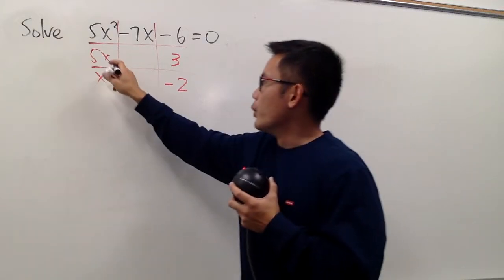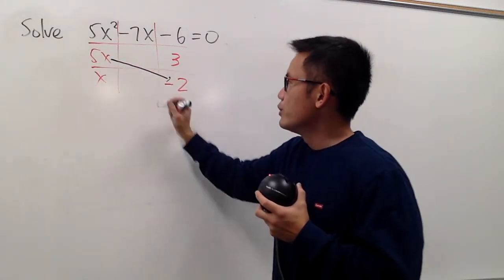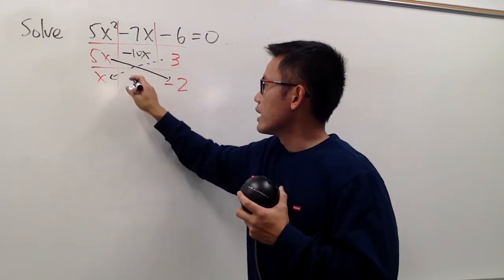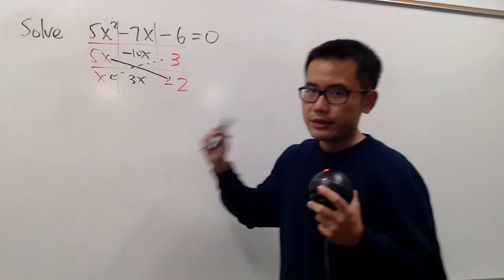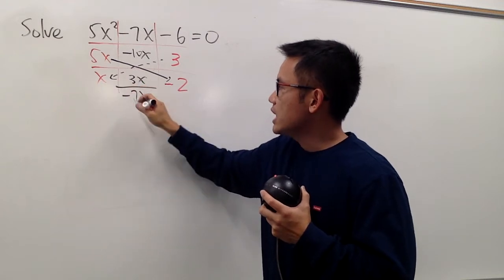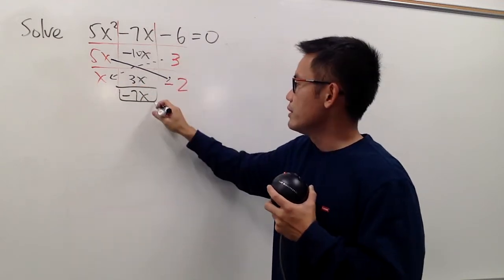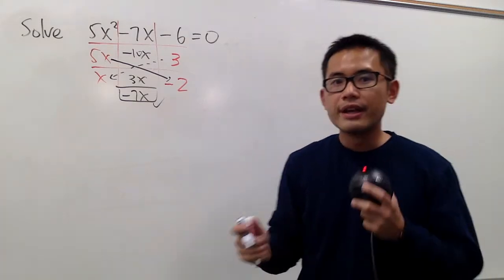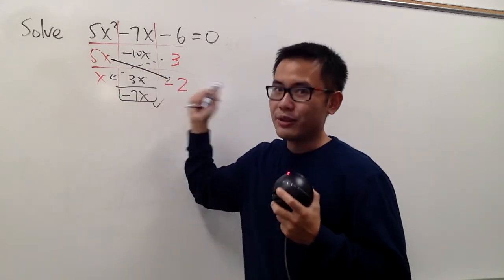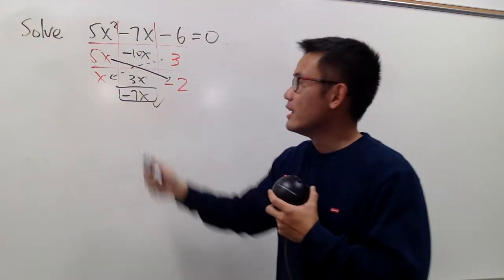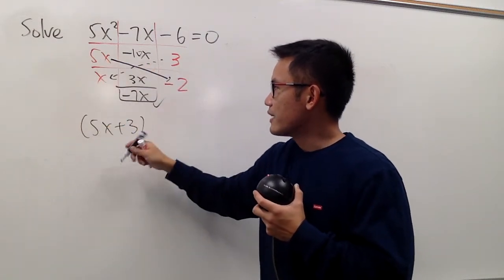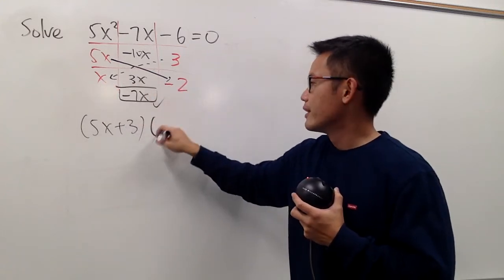Why? Because when we take 5x times negative 2, we will get negative 10x. And when we take 3 times x, we get positive 3x. And you see, negative 10x plus 3x, we do end up with negative 7x, and that's exactly the middle term. So this is the correct combination. And be sure you write down the factoring correctly as well. We cross multiply to check, and the answer for the factoring is going to be 5x plus 3 for the first factor, and for the second factor, x minus 2.